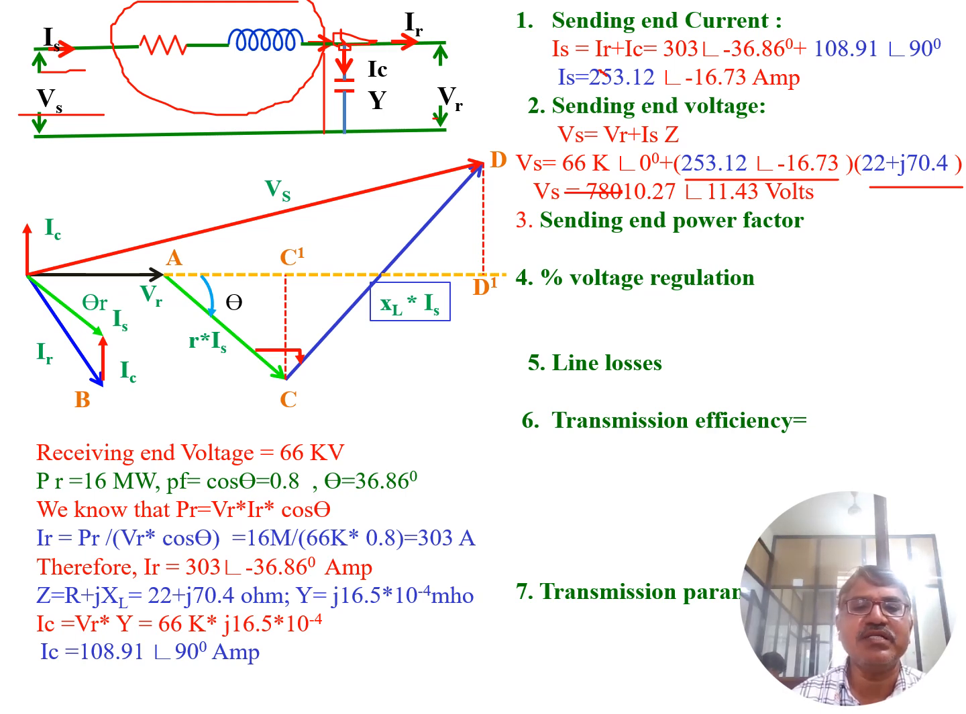So next one is sending end power factor. What is the formula of the sending end power factor? That is, sending end power factor is equal to cos theta S, cos of the angle between Is and Vs. మరి ఈ డయాగ్రామ్ నుంచి అబ్జర్వ్ చేయండి, with respect to the reference line, this is the angle between reference line and Is, this is the angle between reference line and Vs. ఇప్పుడు మనం టోటల్ యాంగిల్ ఫైండ్ అవుట్ చేయాలి. టోటల్ యాంగిల్ ఈజ్ ఈక్వల్ సమ్ ఆఫ్ దీస్ టూ యాంగిల్స్.